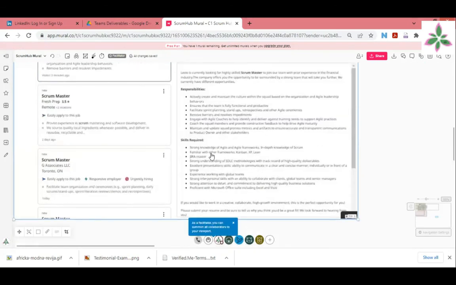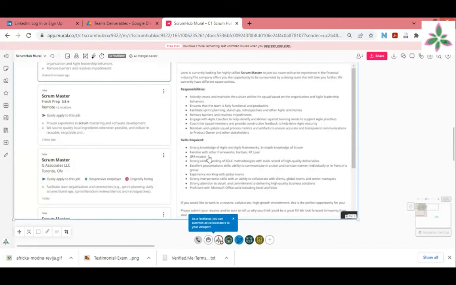Skills required: strong knowledge of agile and agile frameworks. Please try and do your certifications and trainings this weekend or as soon as possible. In-depth knowledge of Scrum from trainings and certifications again. Familiar with other frameworks, Kanban, XP, Lean, trainings and certifications. You can't run away from it.